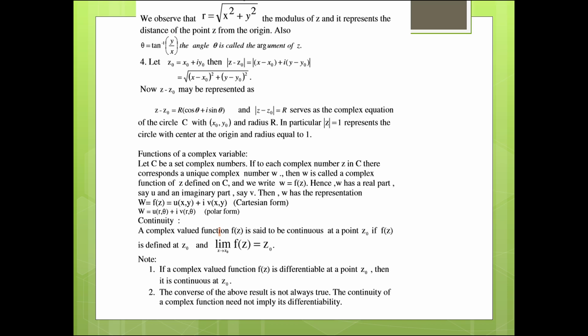Next one, continuity. A complex valued function f of z is said to be continuous at a point z naught if f of z is defined at z naught and limit z tends to z naught f of z equal to f of z naught.